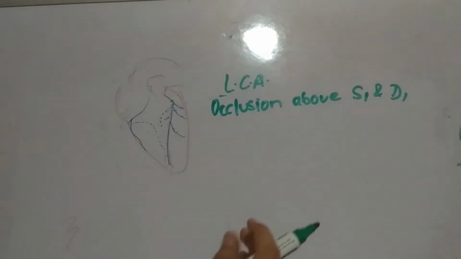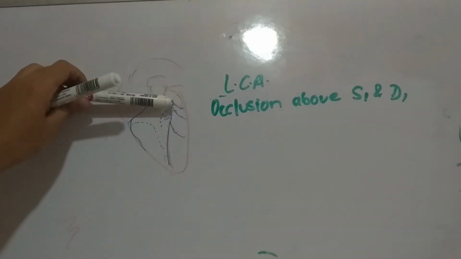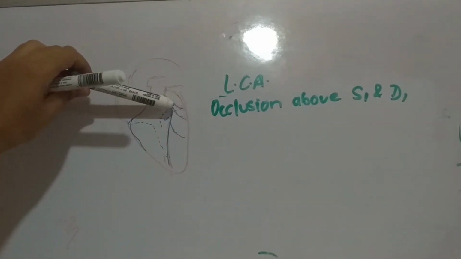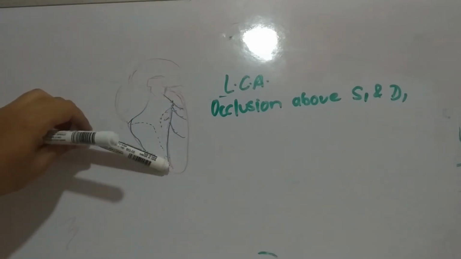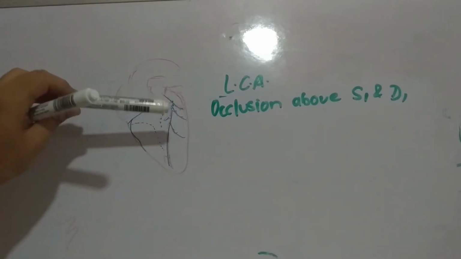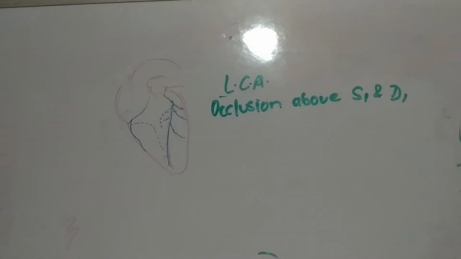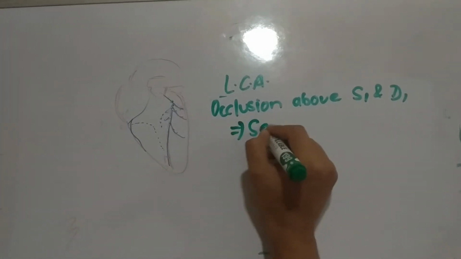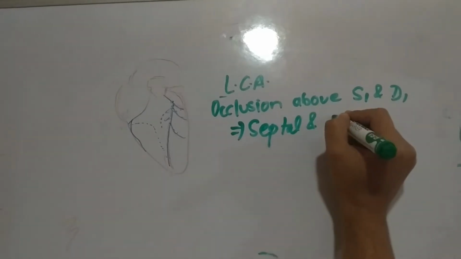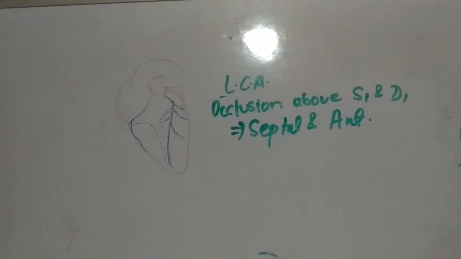In this case, if occlusion is here, suppose now the blood supply is cut off here, then what will be the consequence? The LAD will be blocked. When LAD will be blocked, what will happen? The septal part won't be supplied and the anterior part of the heart won't be supplied. So the lesion will be found mainly on the septal region and anterior region. Is it clear? Because LAD supplies the septal and the anterior part, which we discussed already.